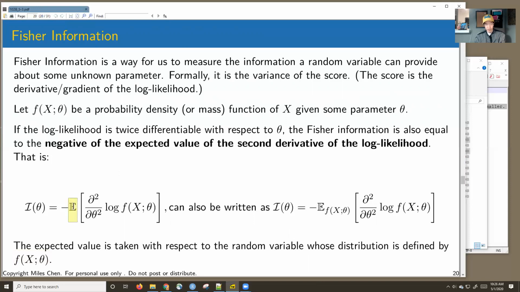Sometimes when you only have the expectation here, you might be wondering, what is the expected value taken with respect to? So you might see this notation, okay? This notation where I've got a function written down here means it is the expectation where this is basically your PDF or your probability mass function, okay?